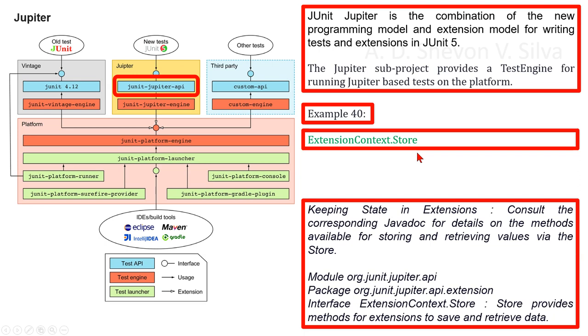ExtensionContext.Store.CloseableResource. An extension context store is bound to its extension context lifecycle. When an extension context lifecycle ends, it closes its associated store. All stored values that are instances of CloseableResource are notified by an invocation of their close method in the inverse order they were added in.